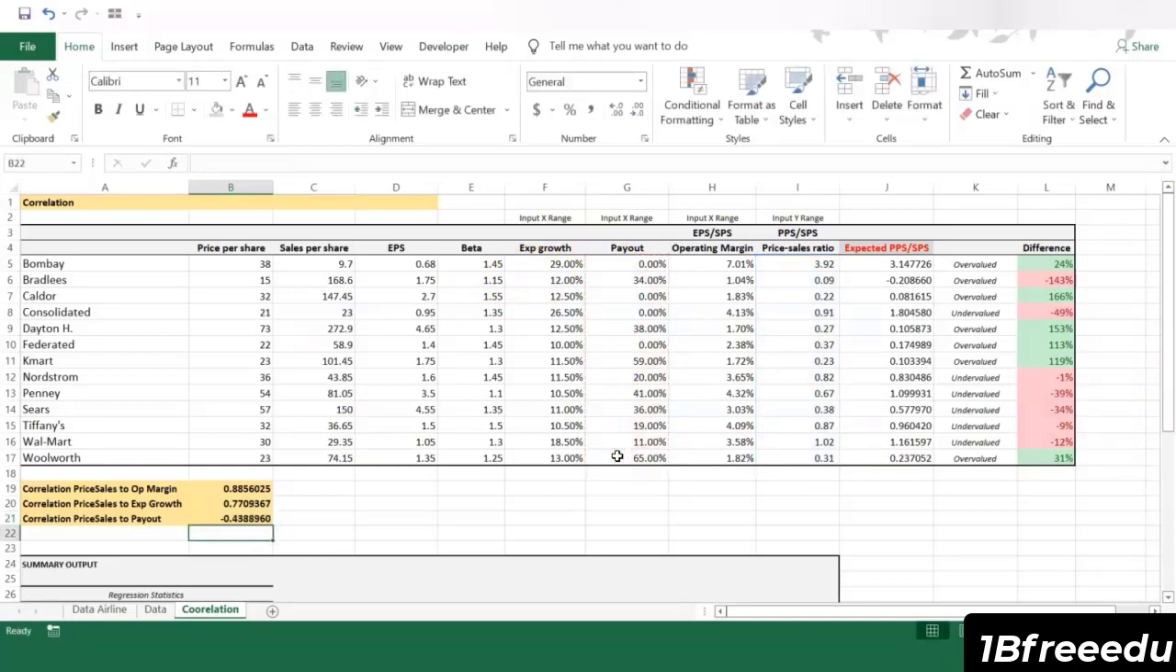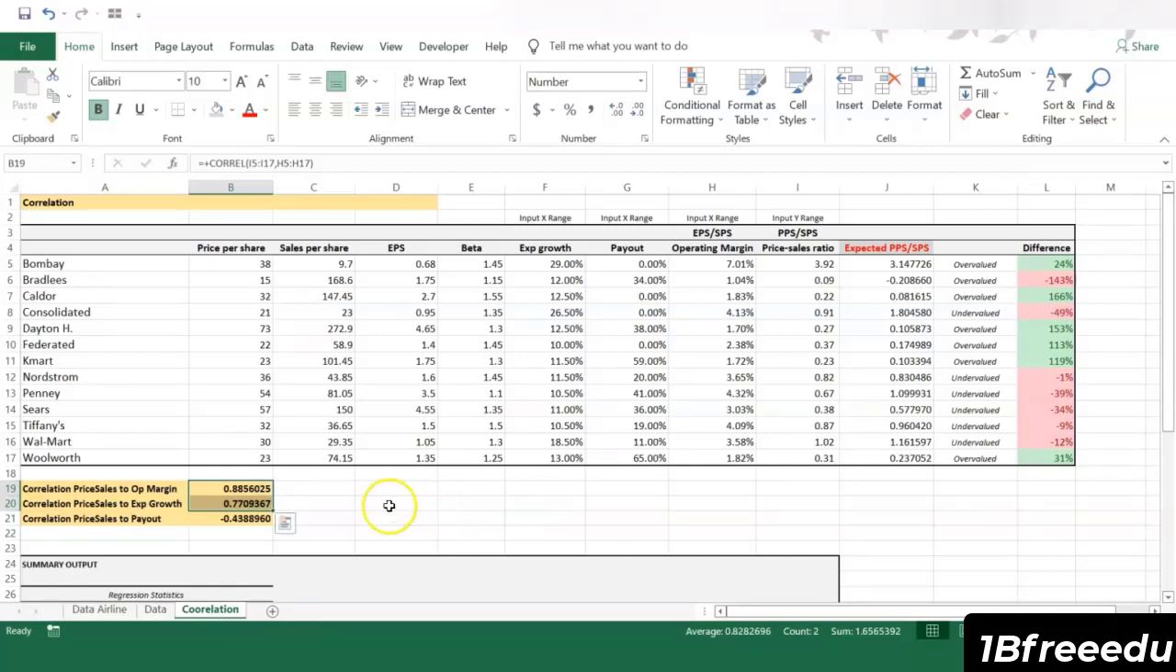A correlation coefficient of plus 1 indicates a perfect positive correlation. As variable x increases, variable y increases. And as variable x decreases, variable y decreases. We do not have a perfect correlation, but we have two positive correlations. Generally, a value greater than 0.7 is considered a strong correlation.